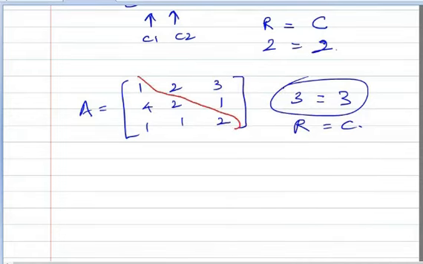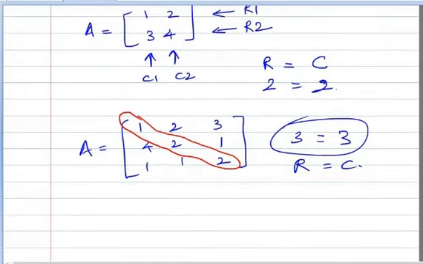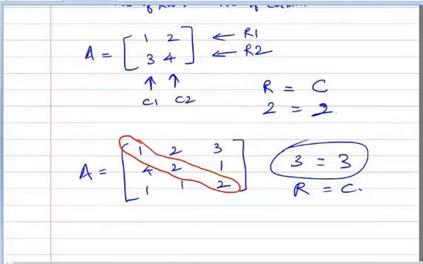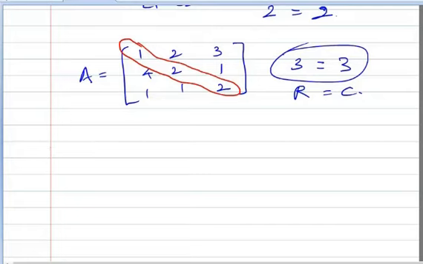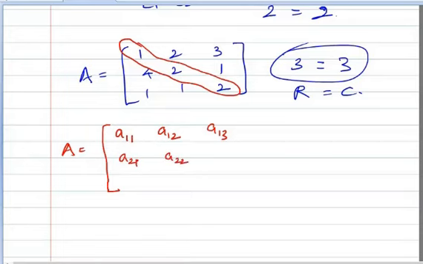This is called the diagonal. For a 3 by 3 matrix, these elements are called the diagonal elements. And for a 2 by 2 matrix, these elements are called the diagonal elements. See, in general, you can denote the numbers as A11, A12, A13, A21, A22, A23, then A31, A32, A33.